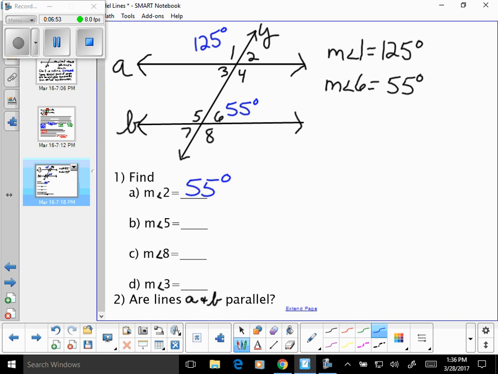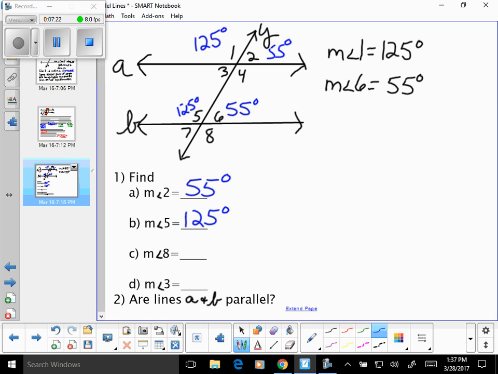But they want me to go through B, C, and D. Now, I'm going to look at angle 5. Angle 5 is supplementary to angle 6. That's the first thing that hits me. So therefore I know 180 minus 55 is going to give me 125. So now I know that this is 125 and I know that this is 55.